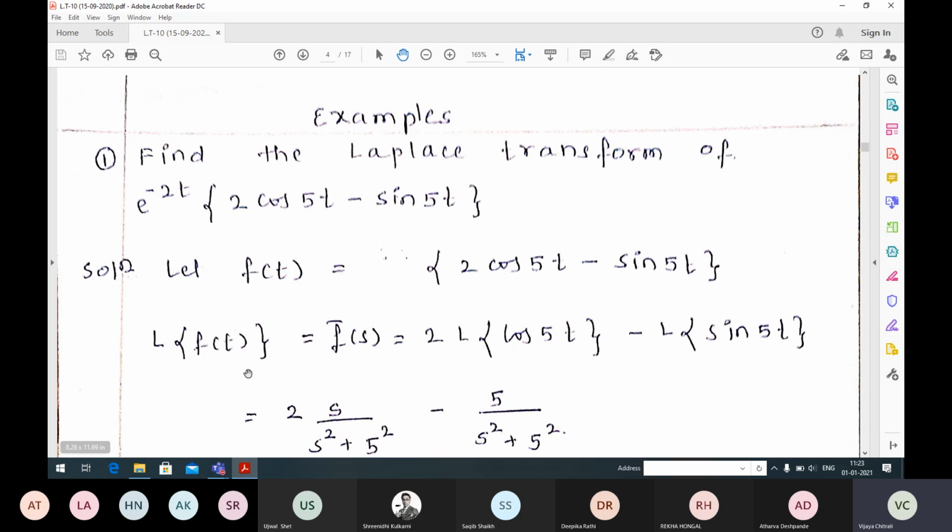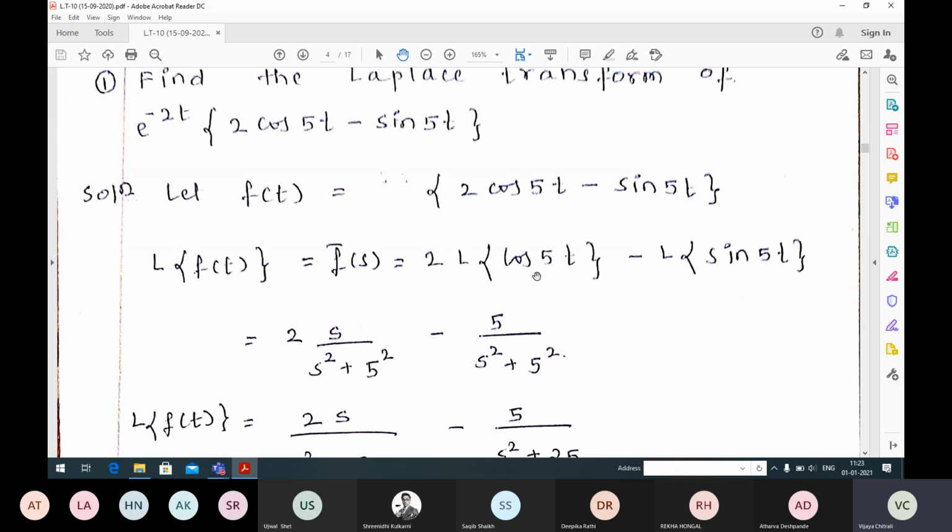So Laplace transform of f of t is nothing but f bar s. So this is equal to 2, because 2 is constant, Laplace transform of cos pi t minus Laplace transform of sin pi t, right? So what is Laplace transform of cos at? S divided by s square plus a square. In place of a we have pi, so s divided by s square plus pi square. So 2 will be as it is, minus pi divided by s square plus pi square.